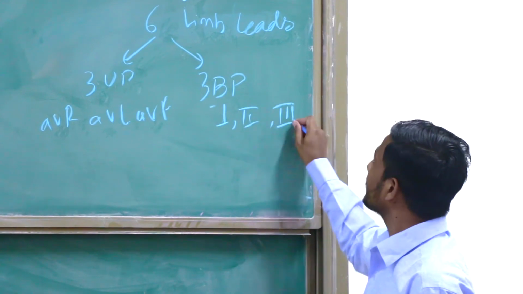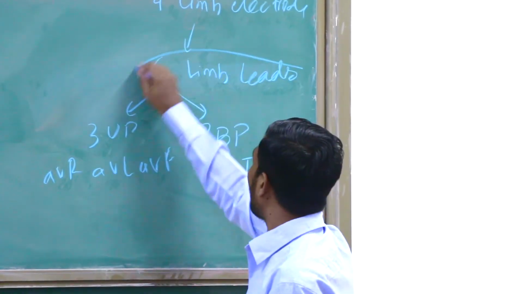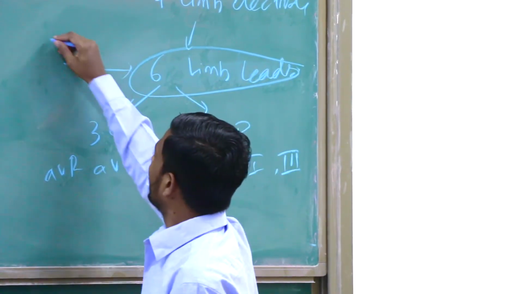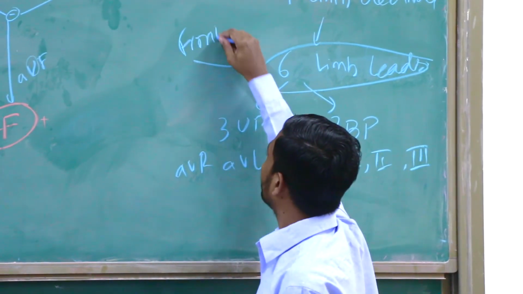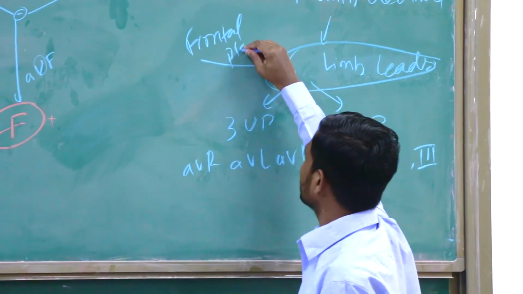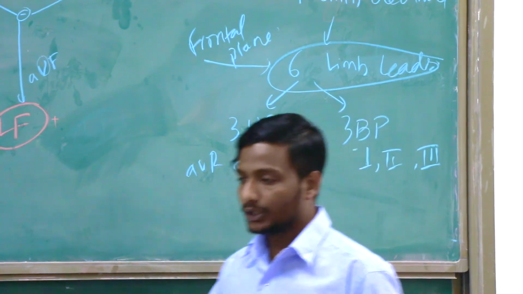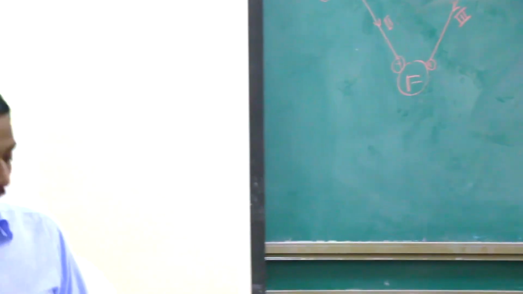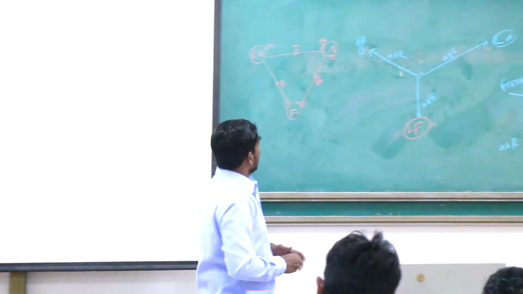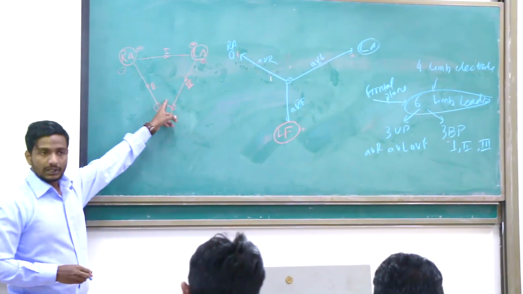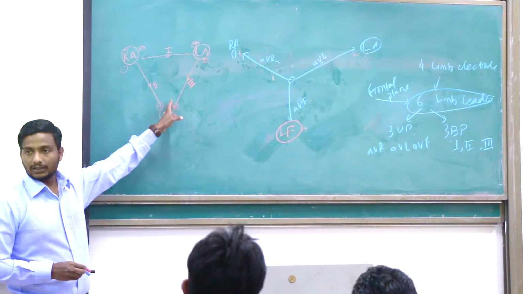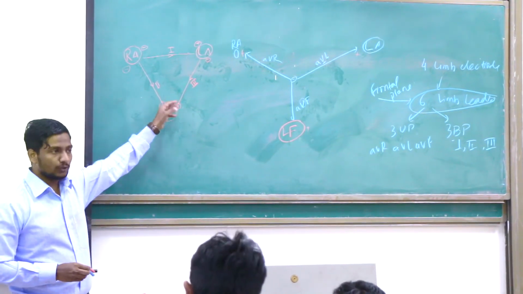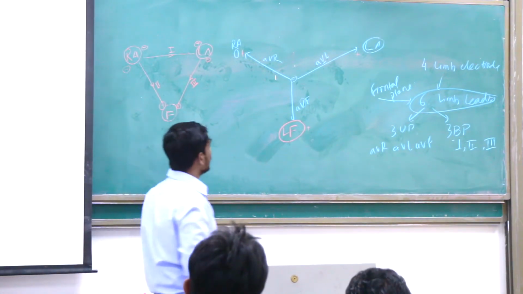Okay, you tell me, all these limb leads, how do they look at our heart? At which plane? Frontal plane. We are going to look at our heart through the frontal plane. This is the way they look at our heart through the frontal plane. Any confusion now? Okay, now this particular triangle we just learned is called the Einthoven Triangle. What do you call this triangle? Einthoven Triangle.